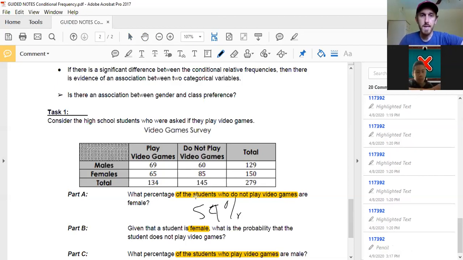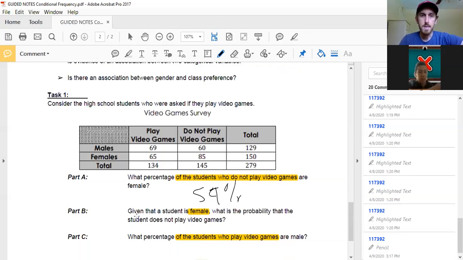All right. So on the next one, part B, it says, given that a student is female, what's the probability that they don't play video games? So what's our condition in this one? The females. Again, they give it to you right there. I'm only going to focus on the females. It's 57%. How'd you get that? You divide the girls who do not play video games by the total of females, just the females. So 85 divided by 150, and you got 57. Yes.